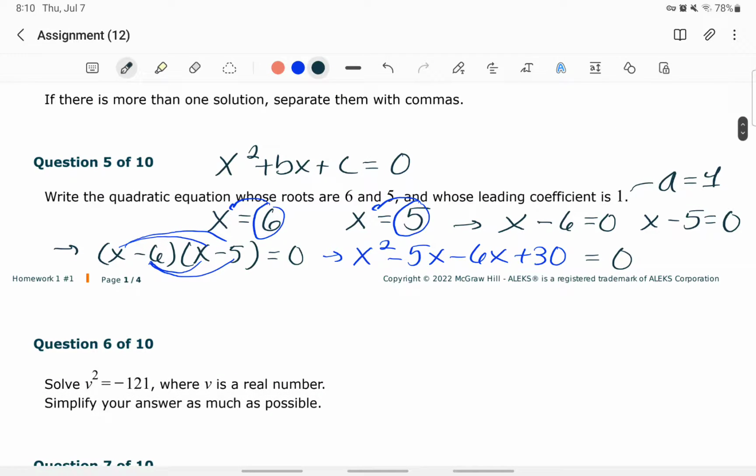Combine like terms. Negative 5x minus 6x. Be careful with your signs. That is going to be minus 11x. So our final answer is going to be x squared minus 11x plus 30 equals 0.